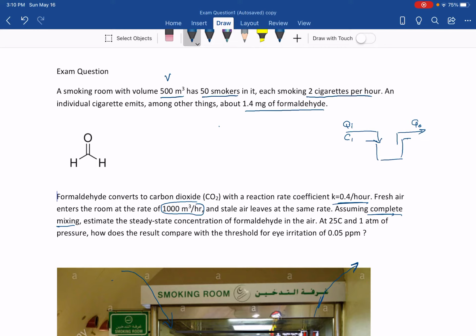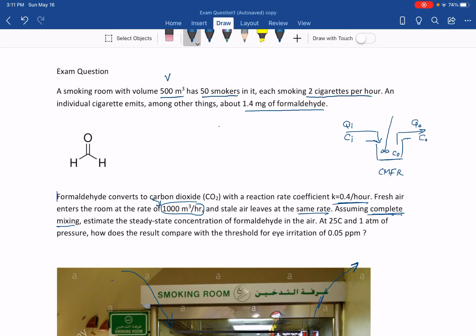And C, concentration in and concentration out. And there is complete mixing in the CMFR. Also the instantaneous concentration of the pollutant inside the CMFR is C naught, whatever will be leaving at the end of the reaction. This is the CMFR. When I see that fresh air enters the room at a rate of 1,000 meter cubic per hour, and air leaves at the same rate, and assume complete mixing, I will assume it is a CMFR design, or CMFR design equations.